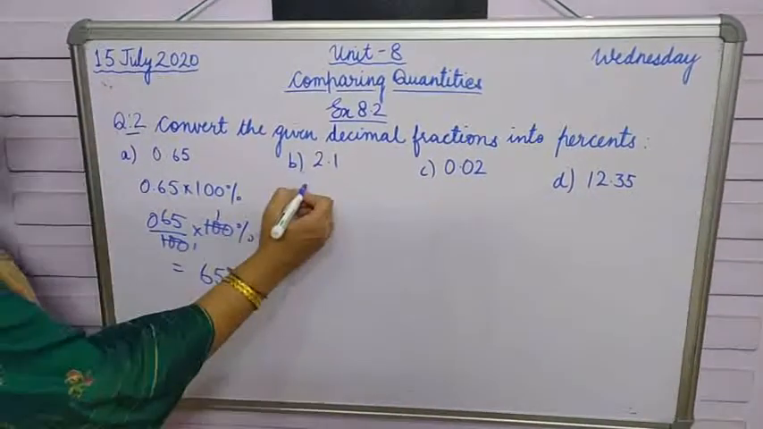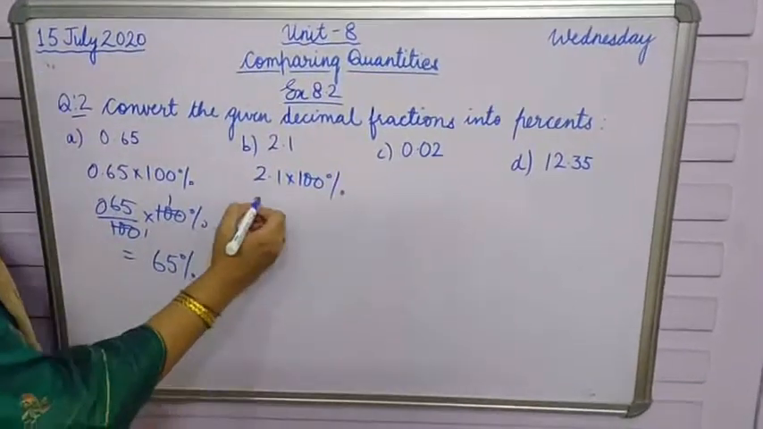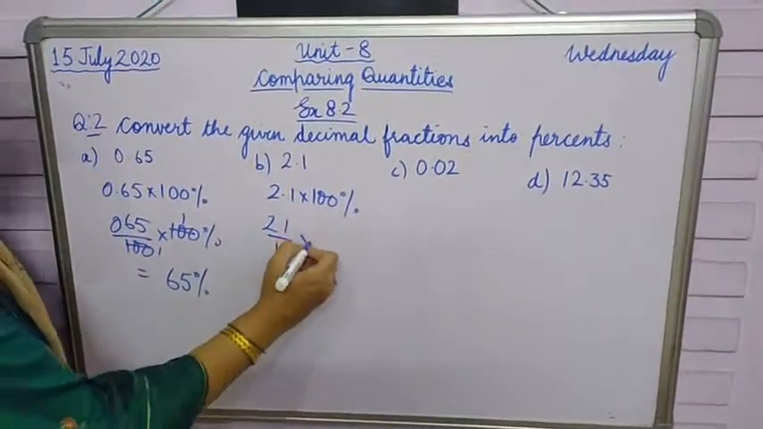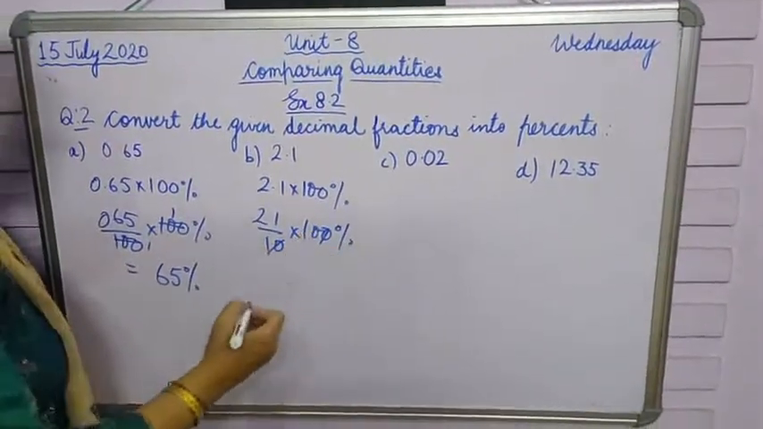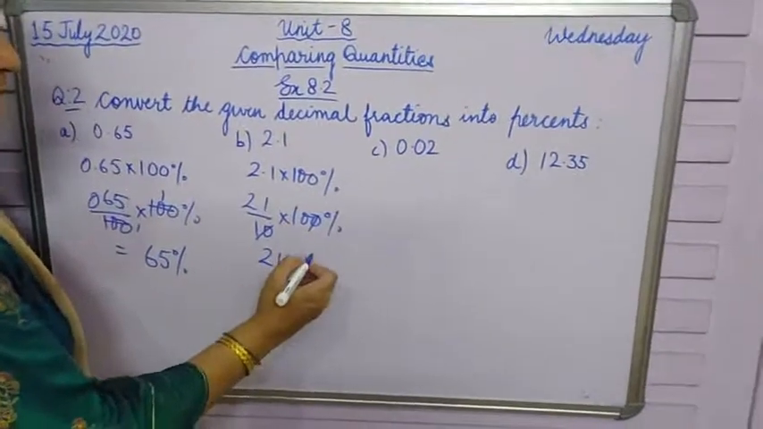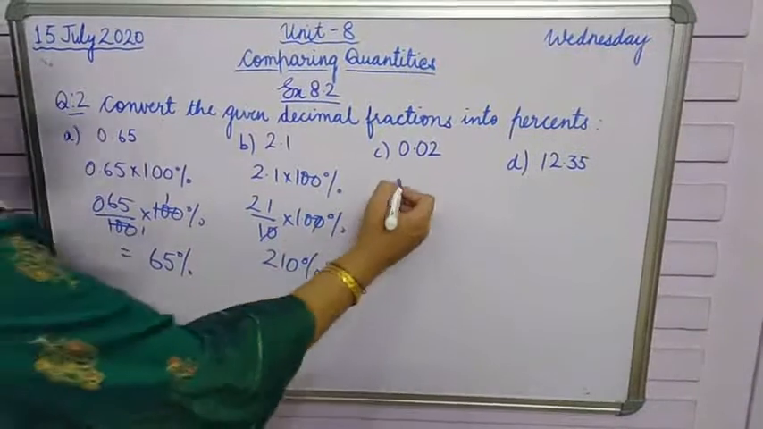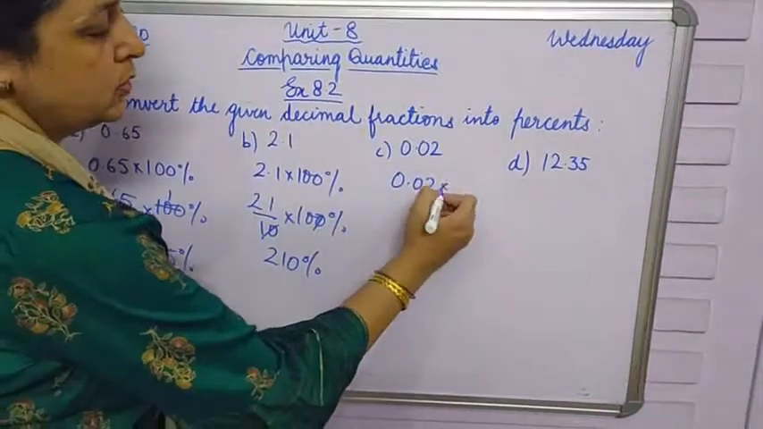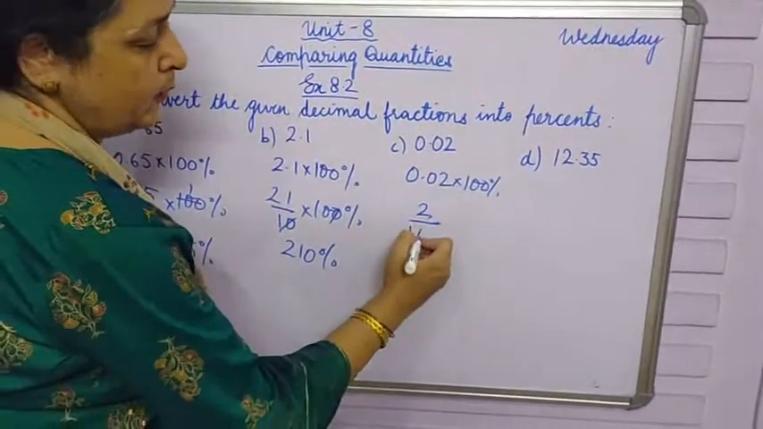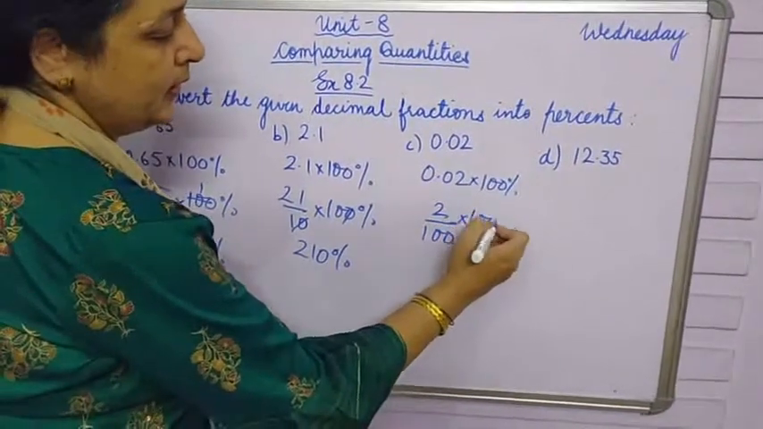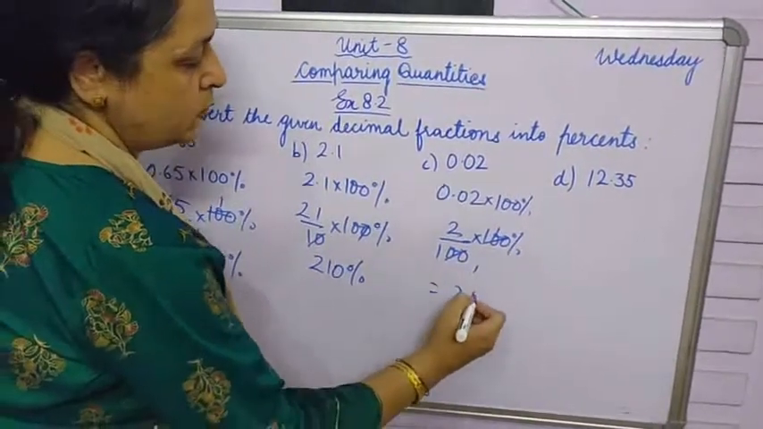Similarly, if you are to convert 2.1, multiply it by 100%. 21 upon 10, multiply 100%, divided by 10. So what is the answer? 210%. Similarly, 0.02 into 100%. This will be 2 upon 100, multiply 100%. So it comes out to be 2%.